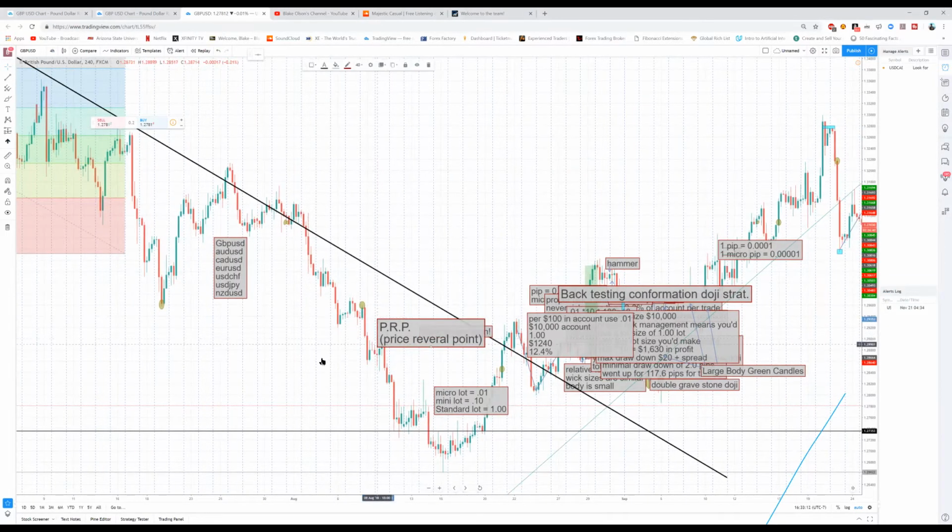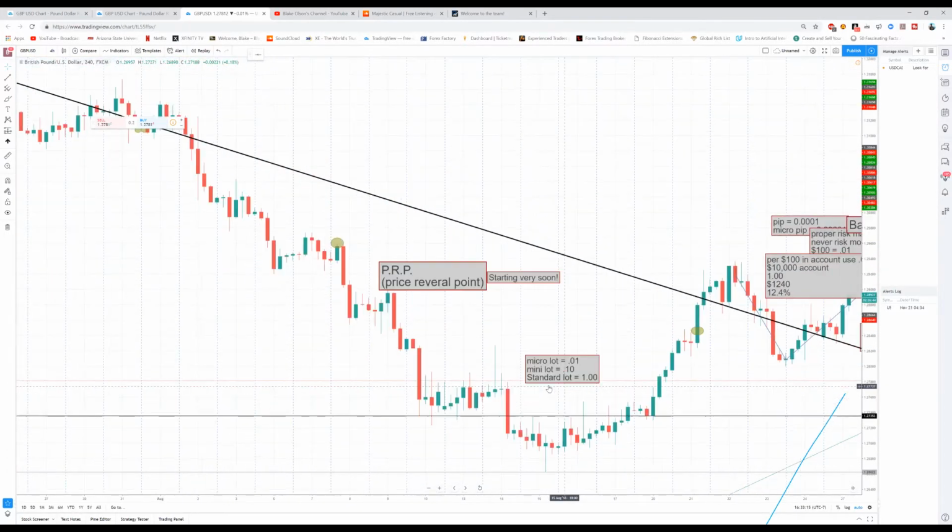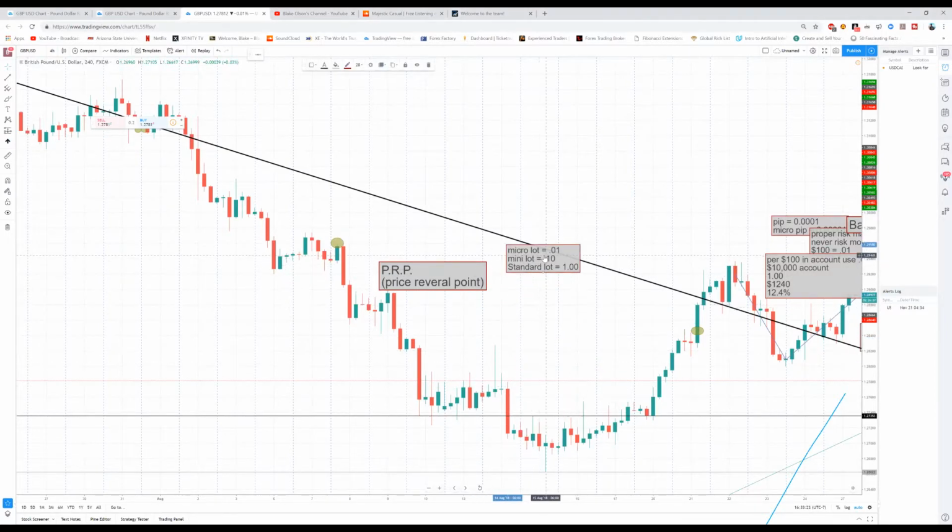Some other important things that I want you to know as a newer trader. Let me delete this because we already started. What is a micro lot, a mini lot, and a standard lot? These are the lot sizes that you can type into your MetaTrader 4 app when placing a trade.